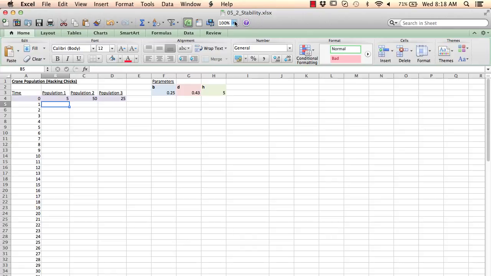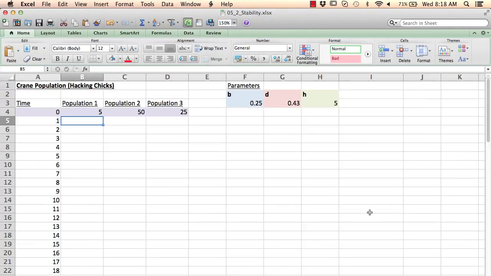And so the application that we're looking at, I'm going to zoom this in a little, is a particular crane population in Florida. The subtitle here is Hacking Chicks, which sounds kind of bad, but I'll explain that in a minute. So the basic idea is that there's this crane population, and it has an intrinsic birth rate, which in this case is indicated by the parameter b. Basically a quarter of the cranes reproduce. And then there's a death rate associated with the population, and in this case it's 0.43, so about 43% of the cranes die per time step.